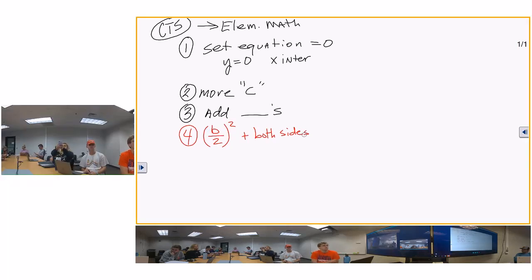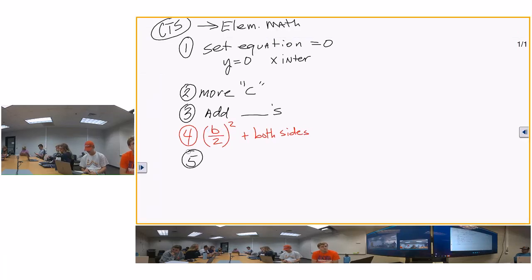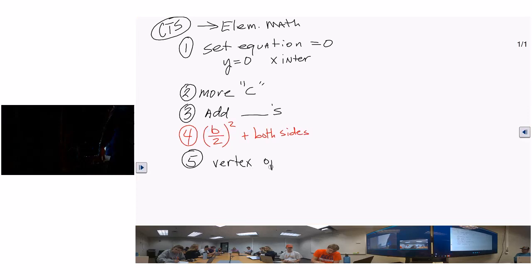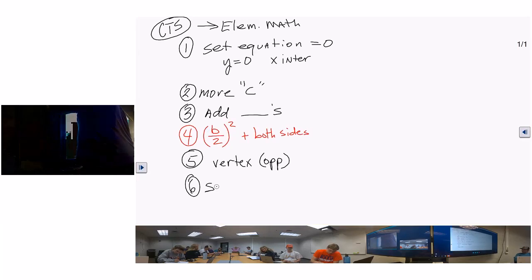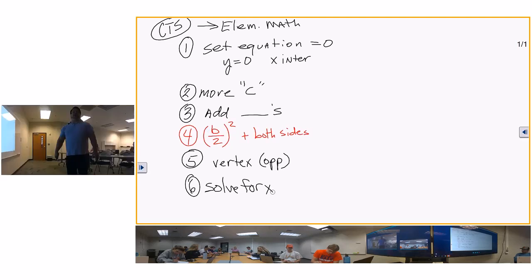Five, find your vertex. The vertex is the opposite of both numbers. I'll get to that when we get to it. 6, solve for x. And that is how you do it. Now, this is only good.